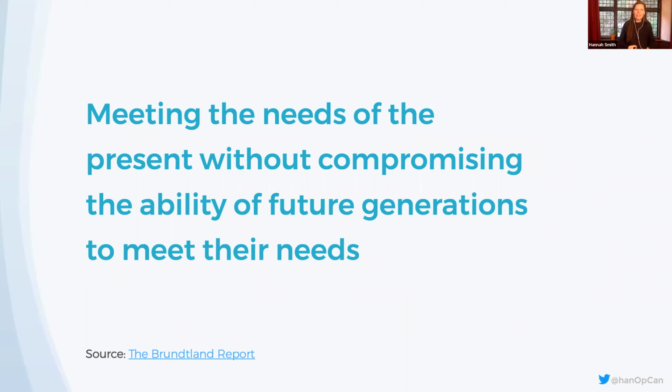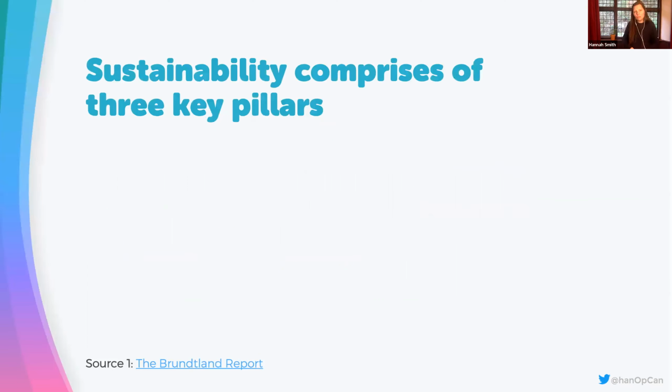So it's very much thinking about sorting ourselves out today without stopping progress, without stopping other people in the future meeting their basic needs. And this definition has been around a while. It's from something called the Brundtland Report, which, if memory serves, was written in 1987. So it's been around some time. So that's the one-liner. And then within that report, it talks about 3 key pillars.